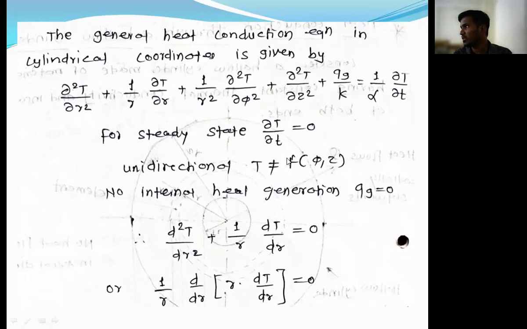So by using these assumptions, we have made changes in that particular equation. According to these assumptions, we have made the changes in this equation. So after the changes, we get the equation as d square T upon dr square plus 1 upon R dt by dr is equal to 0. And how to write this equation? 1 upon R d by dr into R into dt by dr is equal to 0.